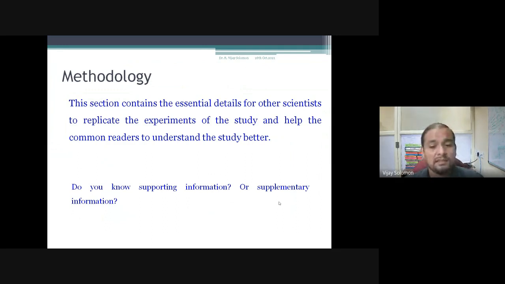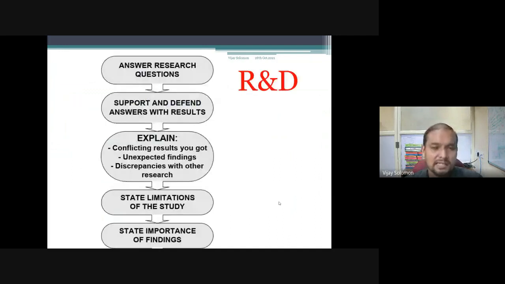And now many journals are coming up with something called supporting information or supplementary information. If you have a large data set which cannot be presented in the manuscript entirely, then we can put the remaining data into the supporting information, and you can deposit it there. So look for a journal where you have supporting information or supplementary information, where you can give additional details.